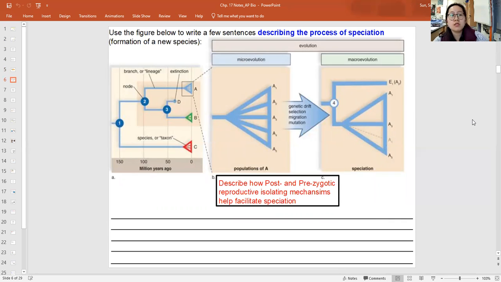So use the figure below to write a few sentences describing the process of speciation. You're going to take a look at what's happening for branching and lineages, extinctions, microevolution, and macroevolution, and describe how post-zygotic and pre-zygotic reproductive isolating mechanisms help facilitate this speciation. So take a pause and go ahead and do that.